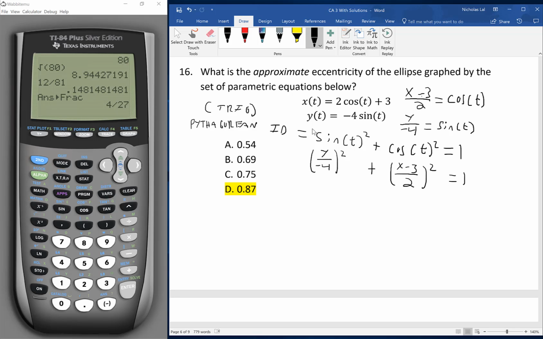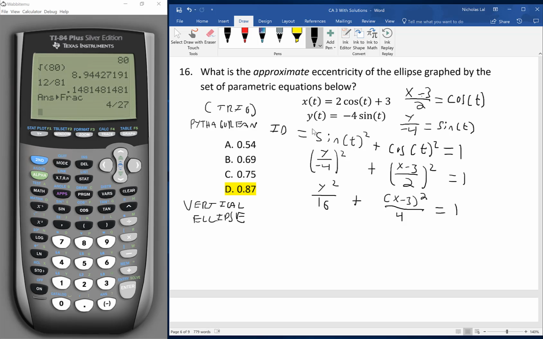So let's simplify this. Let's expand this out. y squared over negative 4 squared is 16. Plus x minus 3 squared over 4. And so we need to recognize that this is a vertical ellipse. Well, we don't actually have to recognize that, but it's extra bonus points. Hypothetical bonus points, not actual bonus points.